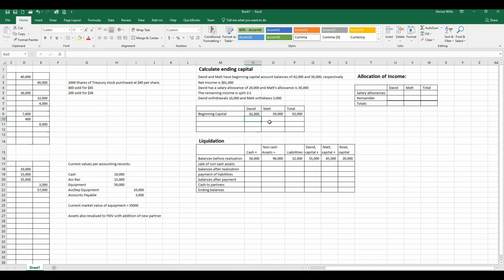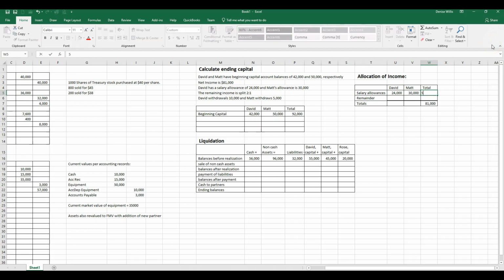Well, now I'm going to stop here and we're going to do an allocation of income in the middle of this one. So we know that our income, as I said, is $81,000. I'm just going to go ahead and drop that down over here. It says that David has a salary allowance of $24,000, so we're going to put $24,000 right here. Matt has a salary allowance of $30,000.